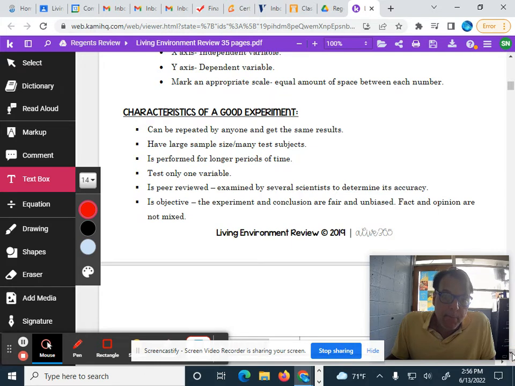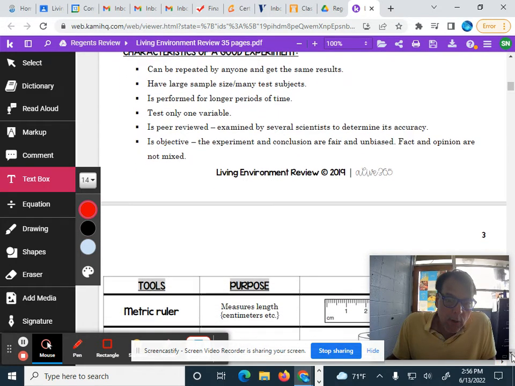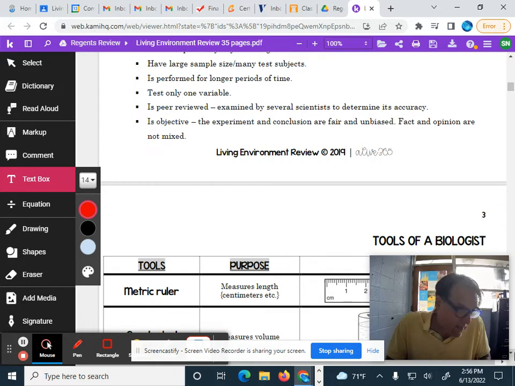The experiment can be repeated if it's a good experiment, has a large sample size. The number one way you can improve experiment is by including a larger sample size or doing more runs of the experiment. Okay? Longer periods of time, testing only one variable is a good experiment. Peer-reviewed means that scientists have looked at it and they've kind of done the same thing and they've verified the accuracy. And it's objective. No facts or opinions are mixed in your results section.